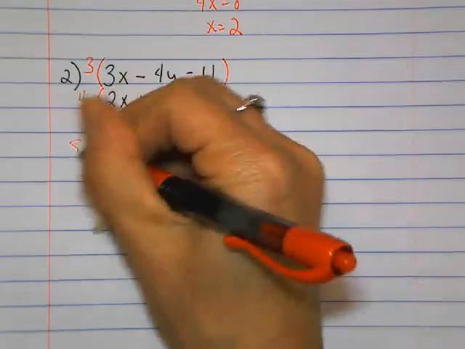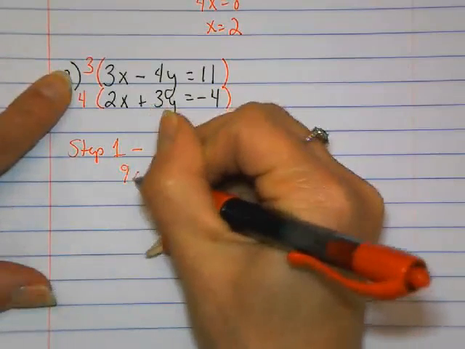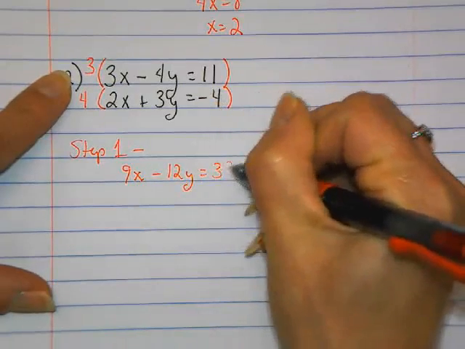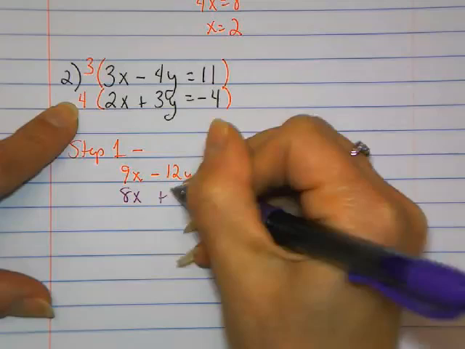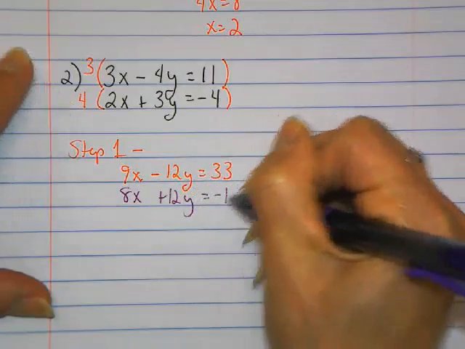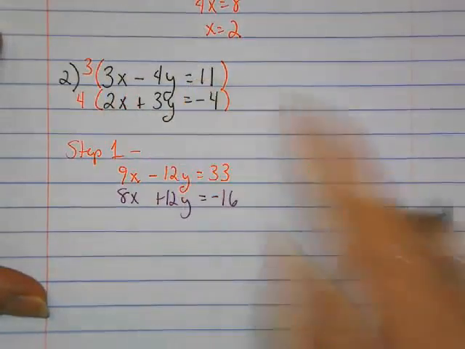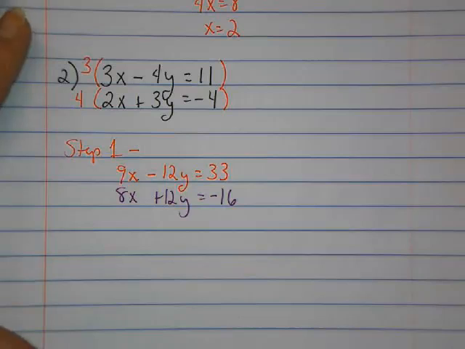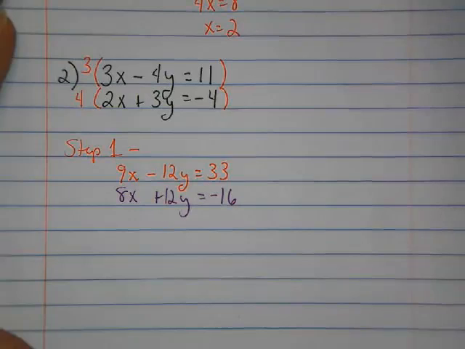Okay, so this is my step 1. And I get 9x minus 12y equals 33. And I have 8x plus 12y equals a negative 16. Make sure that everybody gets that 4 and everybody gets the 3. Alright, now we're ready to go ahead and solve. And again, I'm going to go ahead and pause my screen. You see if you can figure out what x is, and then we'll join back together in just a moment. Or y is.